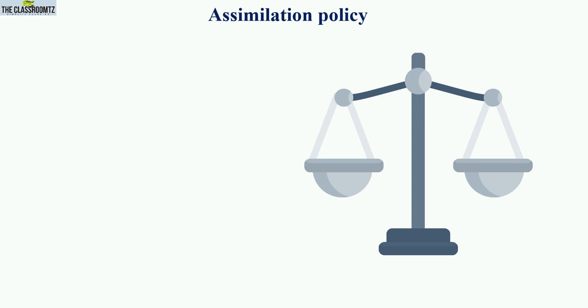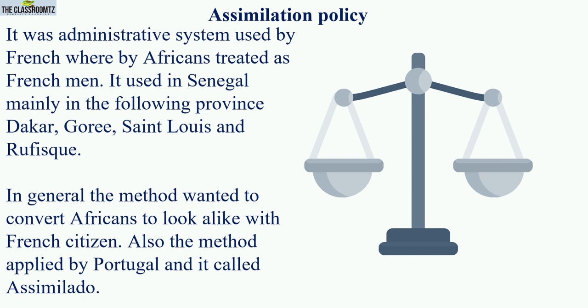So after saying so, the third administrative system is the assimilation policy. Remember, the first was direct rule under the Germans. The second was indirect rule under the British. And the third one today is the assimilation policy. This was an administrative system used by France. That's number one, used by France or French people.